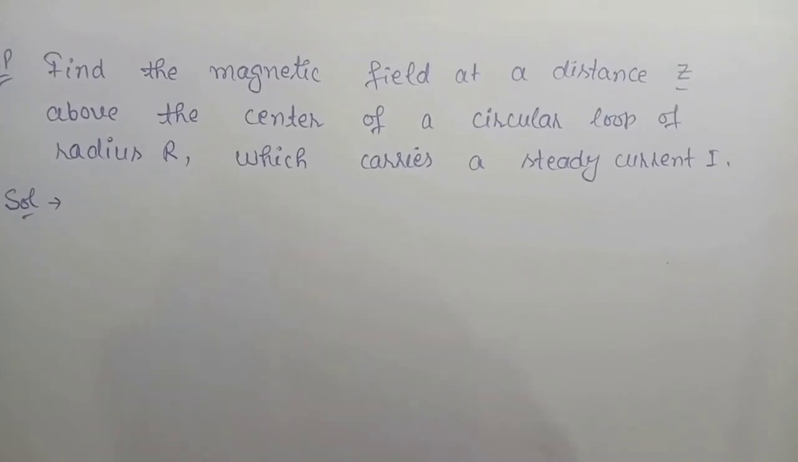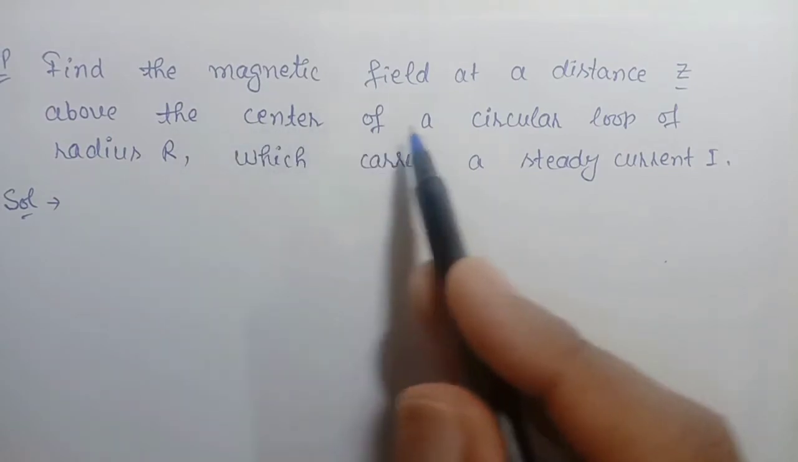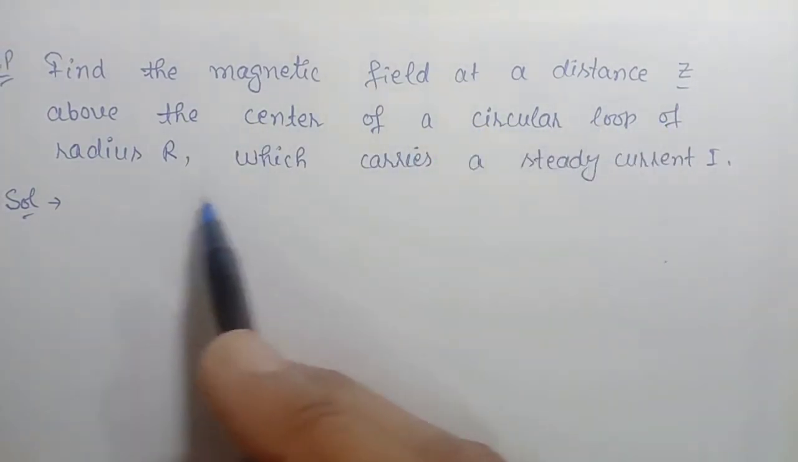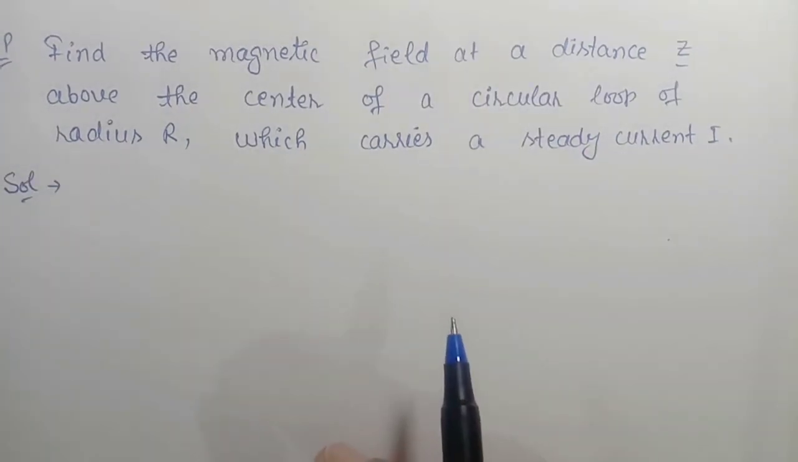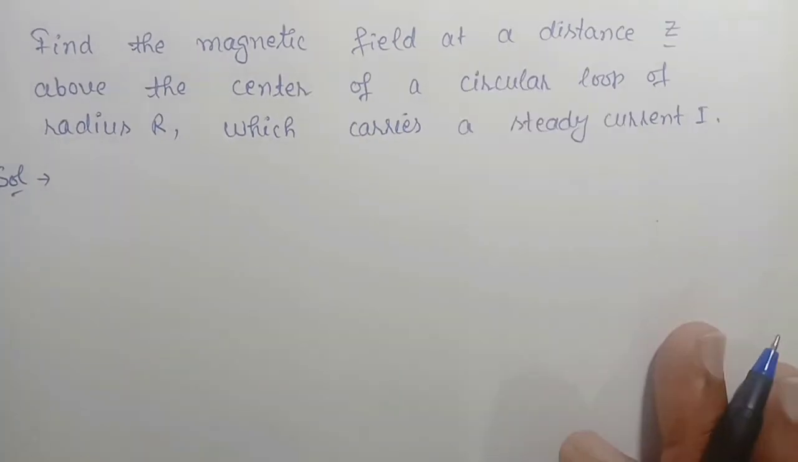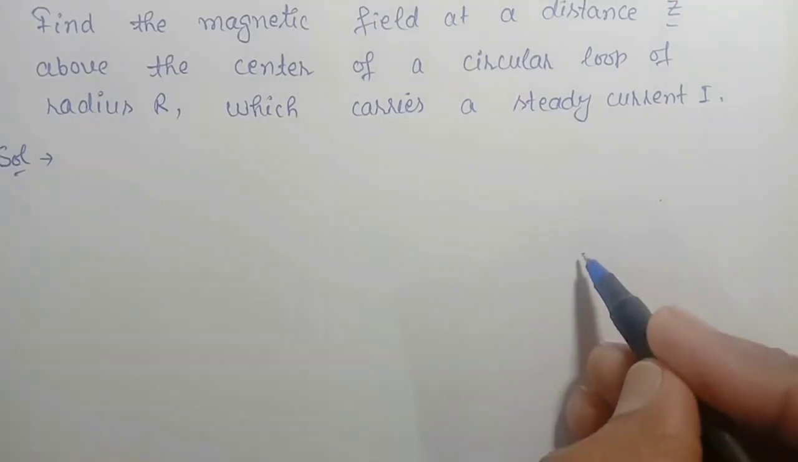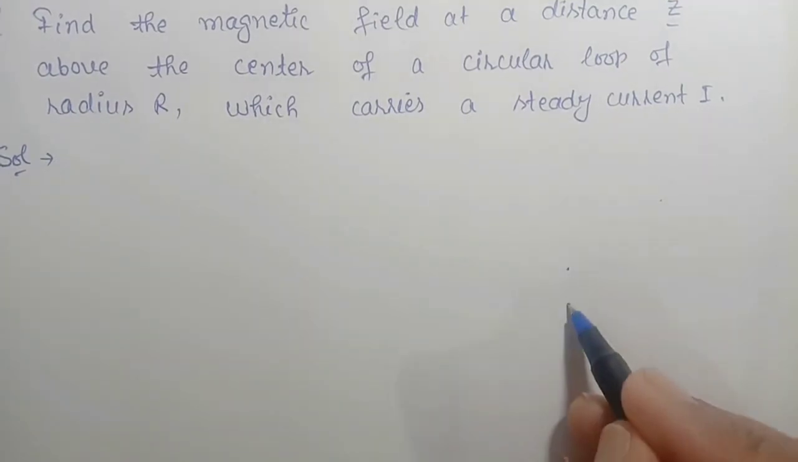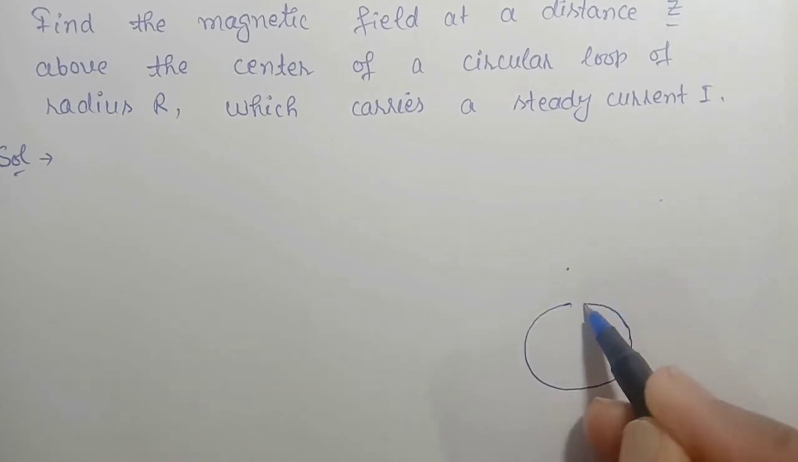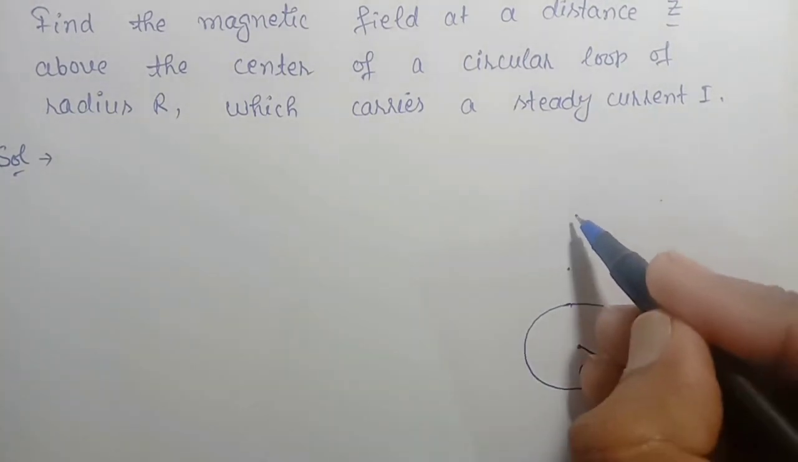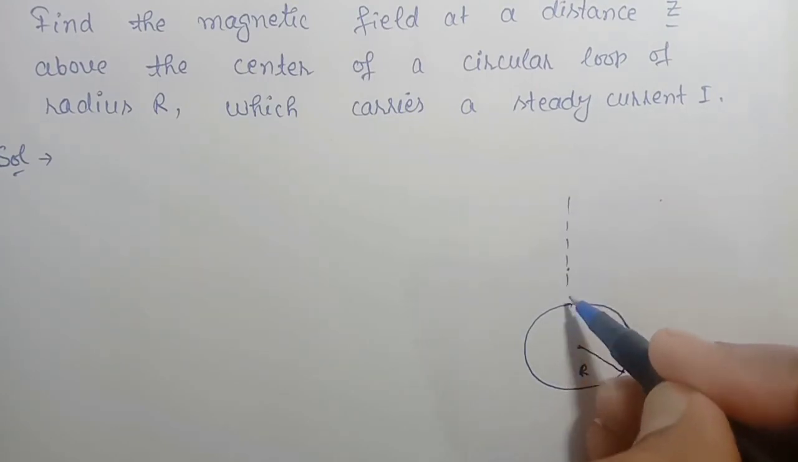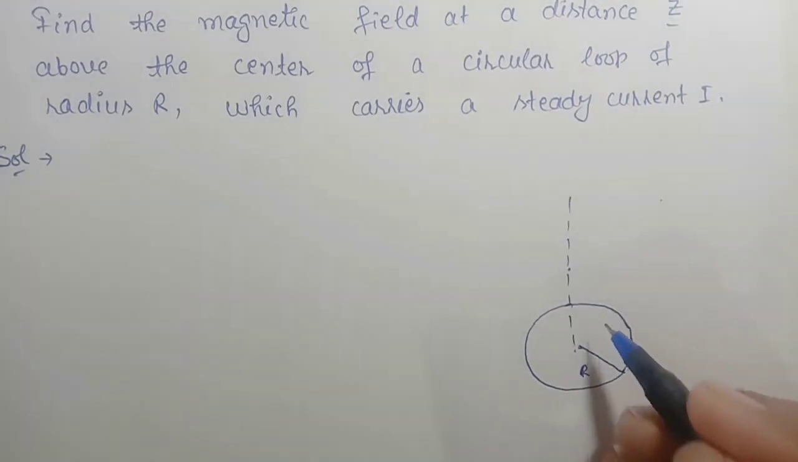Here we will find the magnetic field at a distance z above the center of a circular loop of radius r, which carries a steady current I. So as per the problem, suppose here we have a circular loop, and the radius of this circular loop is r, and as per our question we are interested to find the magnetic field at a distance z.